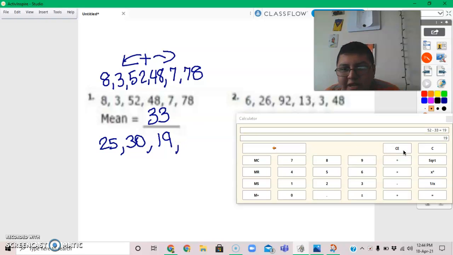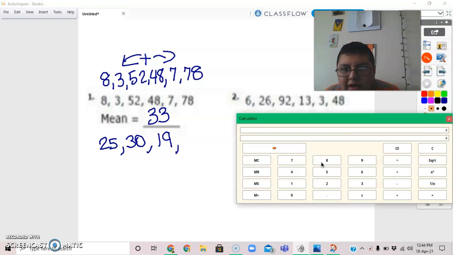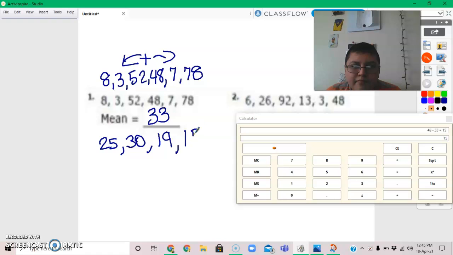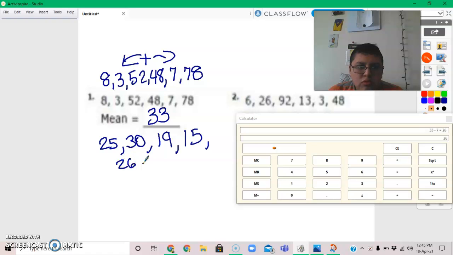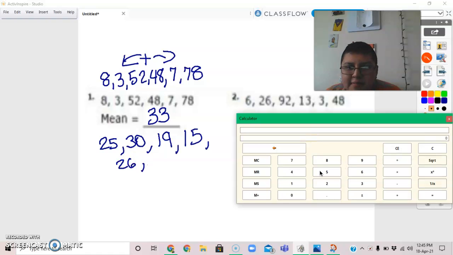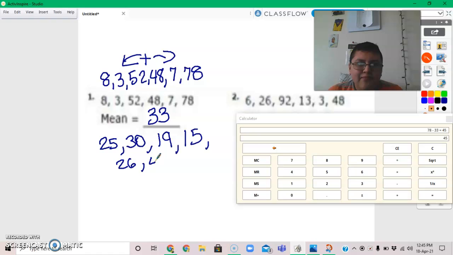The same for 48. 48 minus 33, 15. 7. 33 minus 7, 26. And 78 minus 33, 45. So we created our new set of numbers.